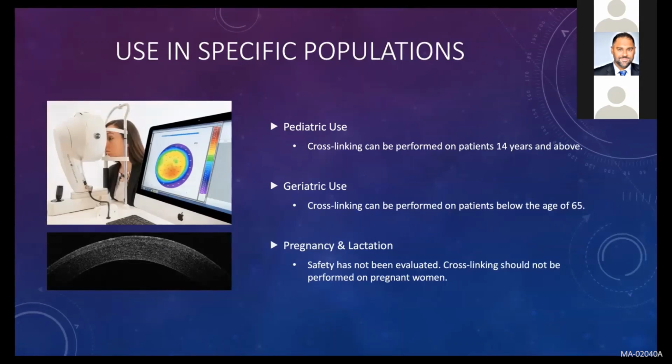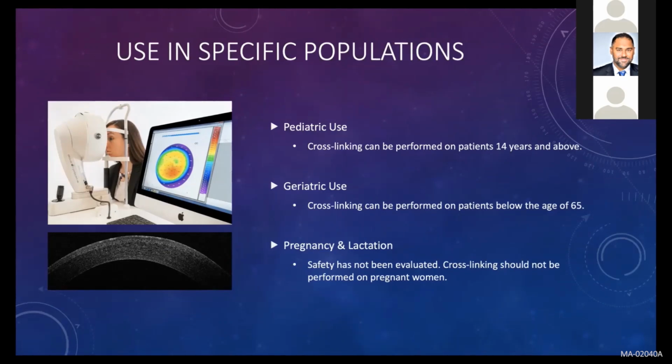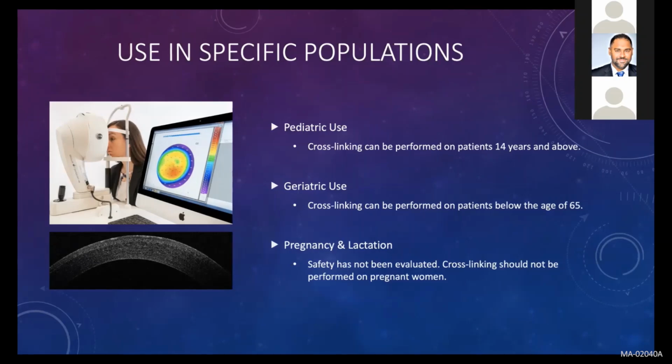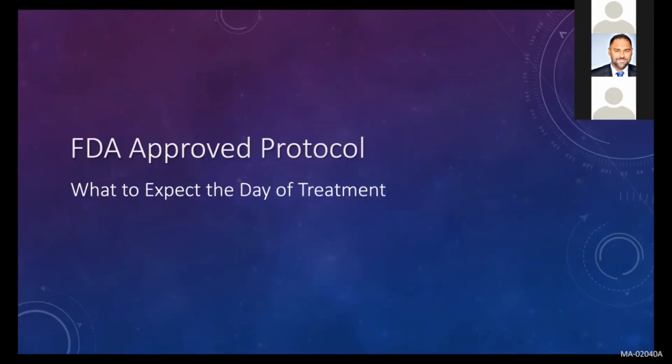There are some clinicians on the East Coast and in Europe and Asia that have applied this to patients who are 9, 10 years old, but the FDA approval is 14 years. And cross-linking can be performed on patients below the age of 65. A lot of that is due to the deamination reaction that can help to create those cross-links. It doesn't really apply to patients later in life. The safety has not been evaluated in patients who are pregnant and/or lactating, and so cross-linking should not be performed on pregnant women at this time.